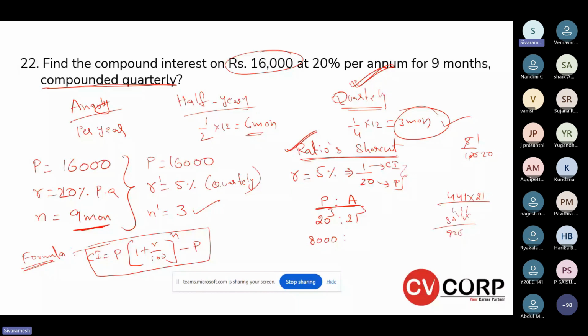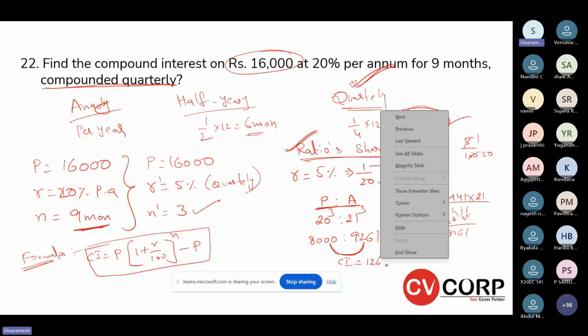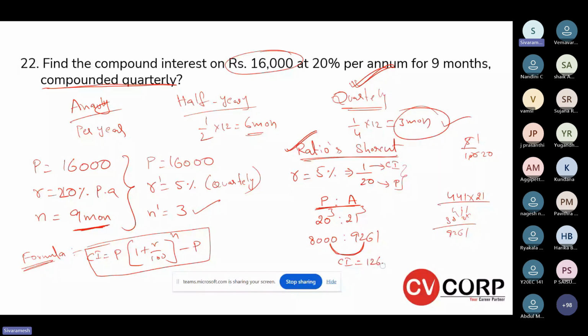So obviously when we want to calculate the compound interest, this difference will give you the compound interest, because from the amount, if you remove the principal amount, you will get the interest. So 1261 parts is the compound interest. Okay, so this is what.